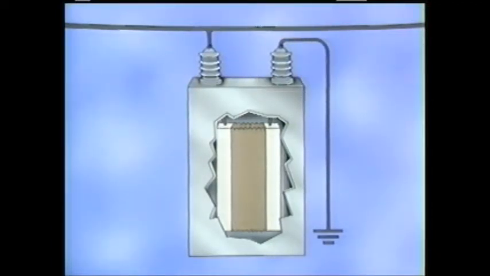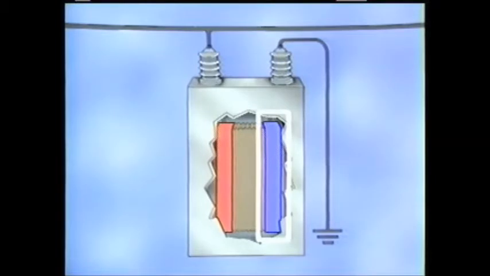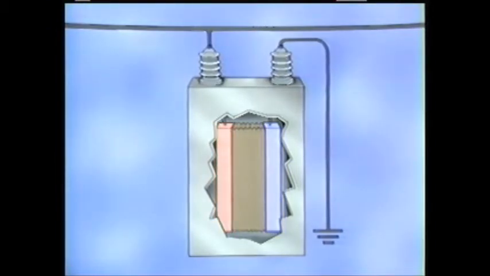In an AC circuit, voltage continually increases and decreases. As voltage increases, the capacitor charges. This means that one plate becomes positively charged and the other plate becomes negatively charged. When voltage begins decreasing, the capacitor discharges. The capacitor continues to charge and discharge as the cycle repeats.